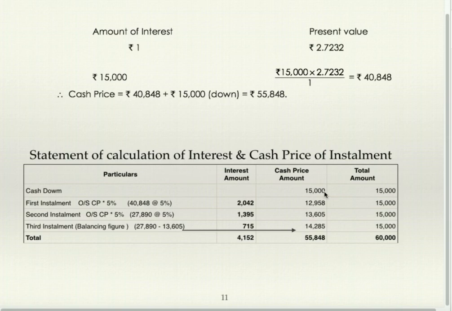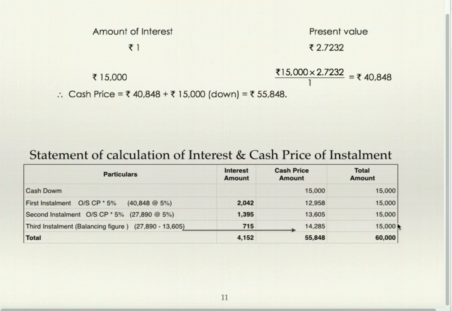Now see the table, cash down is 15,000. Now I have already told you how to calculate interest. First installment's interest is 5% of outstanding cash price. Total cash price minus down payment is the outstanding cash price. You will get interest. From the installment, deduct interest, you will get the cash price paid in the first installment. Deduct it from the outstanding cash price. Again, you will get the outstanding cash price for calculation of interest on the second installment.